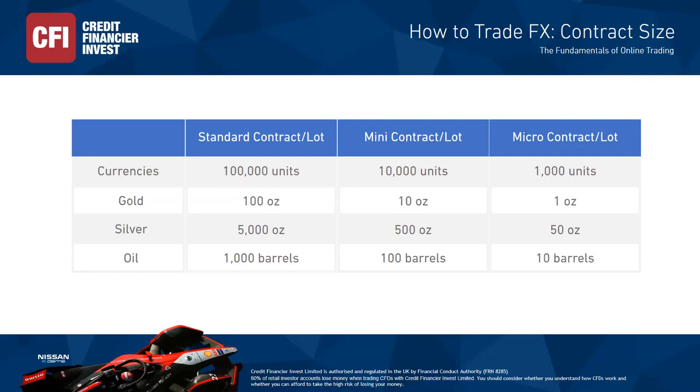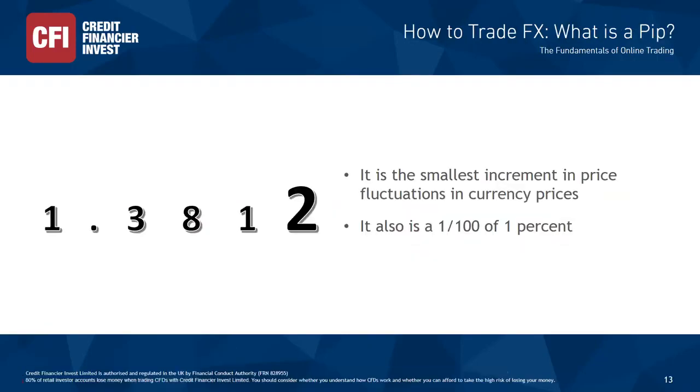So yes, this is the contract sizes, but now you're probably wondering, once you open a position, how much money are you going to be making or losing? And that is what we call a pip, which is the smallest increment in price fluctuation, usually in currency prices. It's also 0.01%, and it's the fourth decimal of the price.